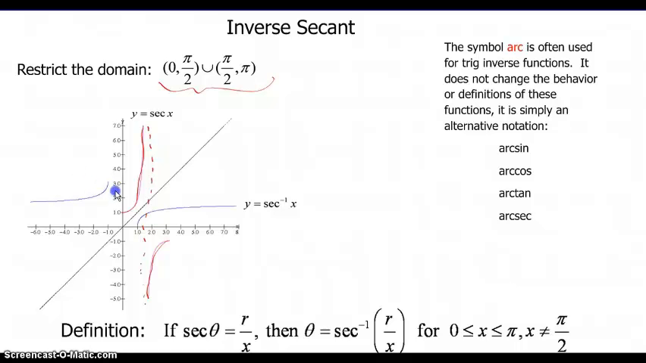And so we can reflect those pieces over the line y equals x in the plane. This piece reflects up here, this piece reflects right here. So the blue graph is actually the graph of secant inverse. All right? Prefix arc is used quite a bit for trig inverse functions. It doesn't change the behavior or the definitions of the functions we just looked at. It's just alternate notation. So if you see something that says the arc secant of x, you can equivalently write that as the secant inverse of x. Those are equivalent. That's just a notation difference there.